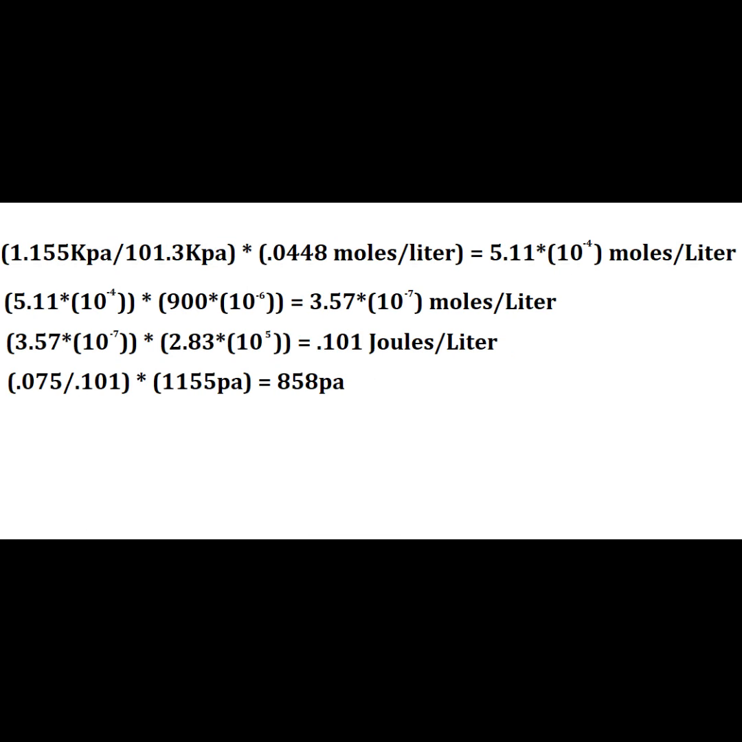In places where the atmospheric pressure is 858 pascals, the energy per liter of air would be the same as it is on Earth at sea level, and where it's 612 pascals, the triple point of water, 1 liter of air will yield 54 millijoules.